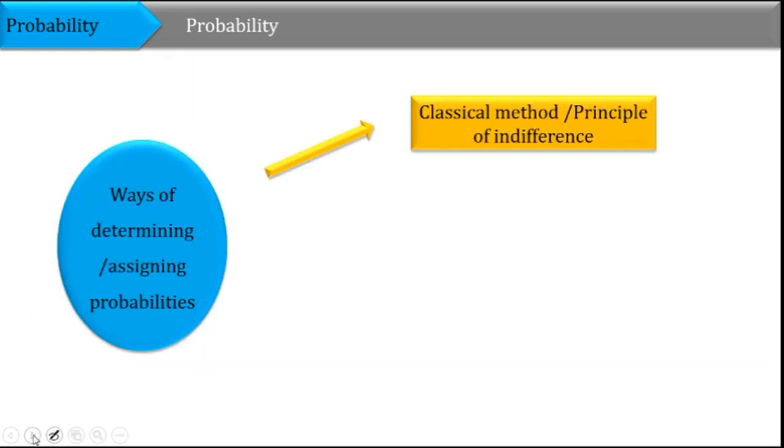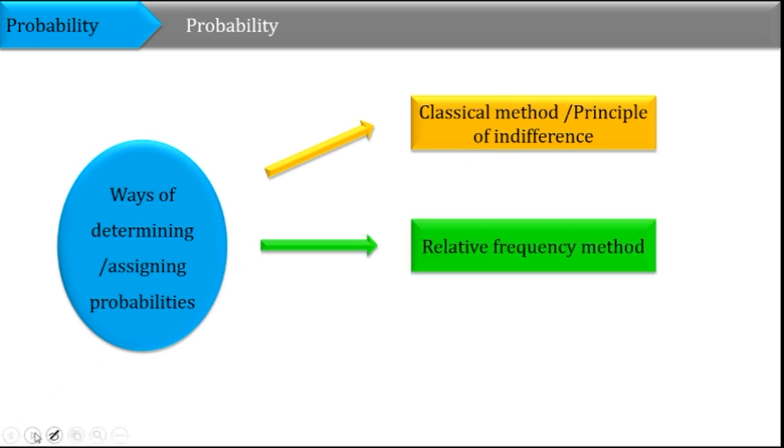Right, now there's 3 ways that we can assign probabilities. The first one is the classical method or principle of indifference. That simply means that we treat all the outcomes the same.